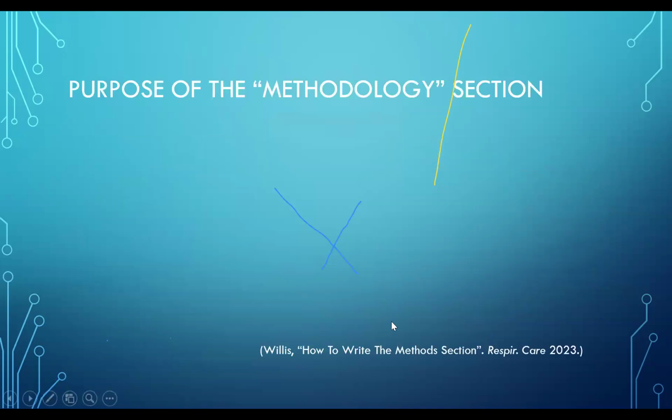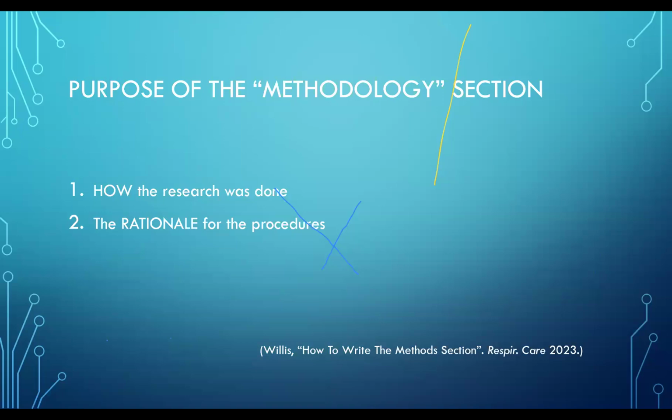Now, what is the purpose of a methodology section? The methodology section basically does 4 things. It tells you how the research was done. It tells you why it was done, what was the rationale for each procedure. Like if you say, I used this scale to measure this symptom, why did you pick that scale? What were you trying to measure with it? Is the scale meant or designed to measure that?